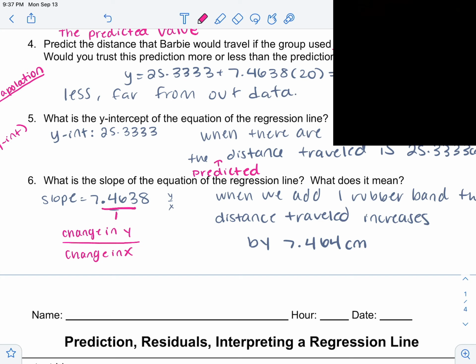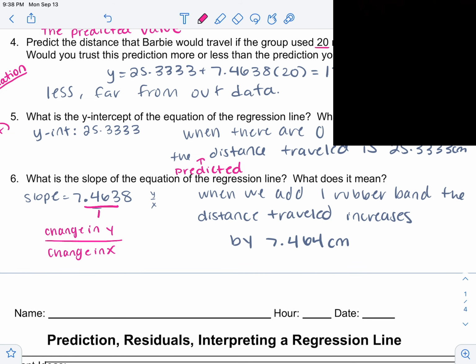And so typically, really all the time, this is how it's going to work: we're going to affect x by 1. We're going to increase x by 1. And then we're going to see what the y value does. All right, this is that idea of independent and dependent. So here, what I wrote was when we add 1 rubber band, so there we go, when we add 1 x, the distance traveled increases by 7.4638 centimeters.